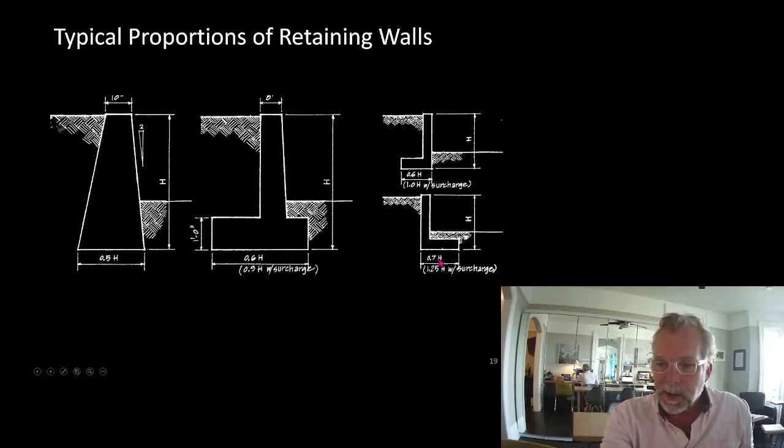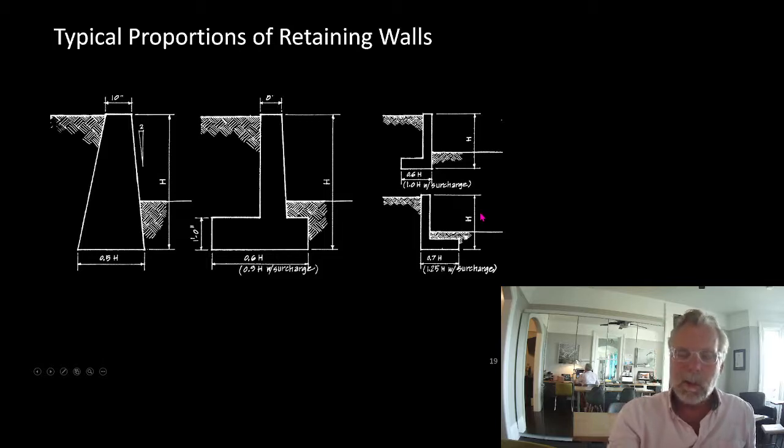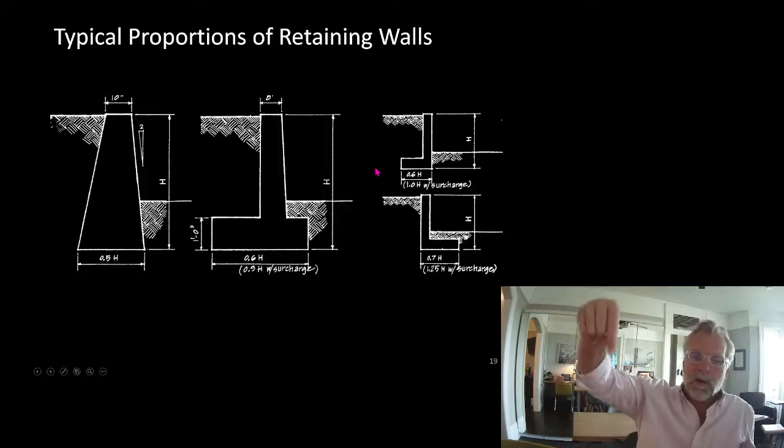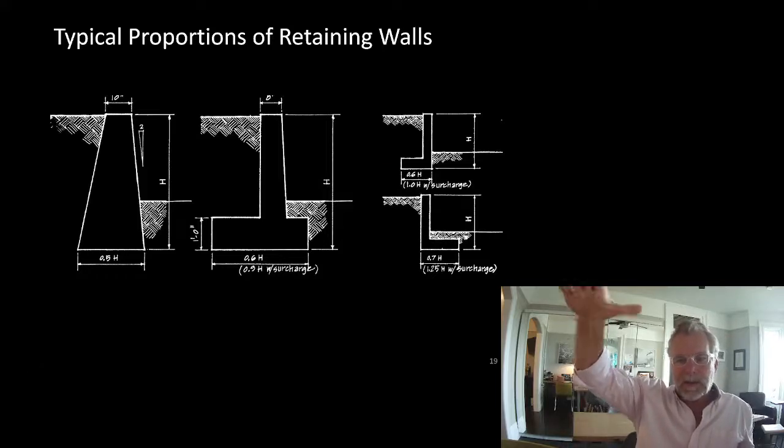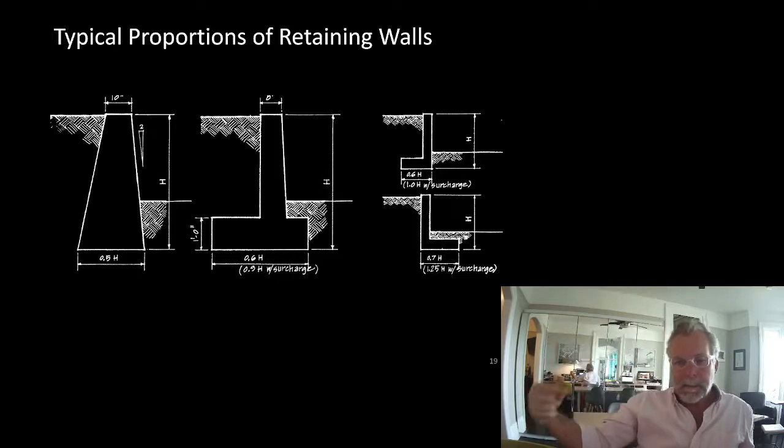Here on the low side, they're saying 0.7 to 1, 1.25 to 1 with surcharge. So what is surcharge? If we put load on the high side of the wall, that's surcharge. And the more force we put on top, the more it pushes sideways.